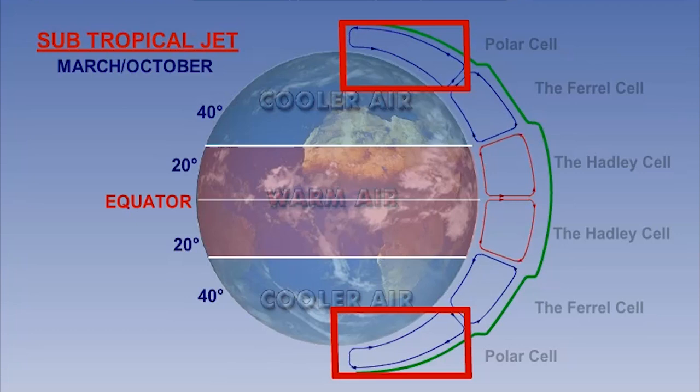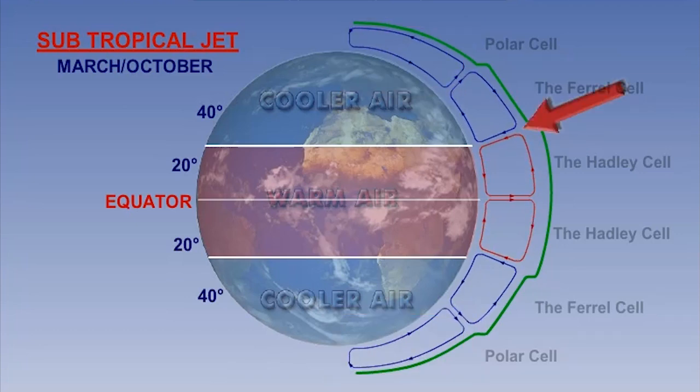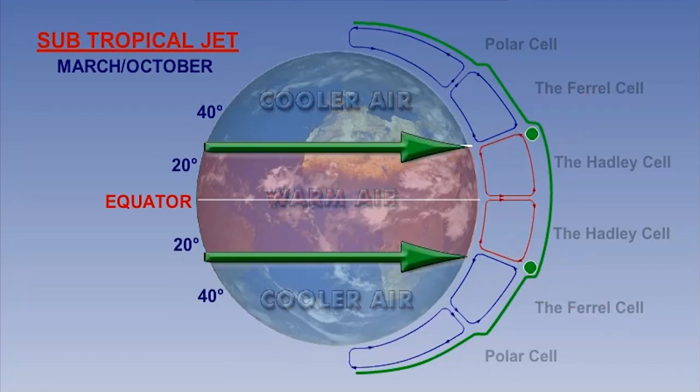Remember, we need a large temperature difference for a jet to form. If you look here and here, between the Ferrel and Hadley cells, there is a junction of warm and cold air. This is where the subtropical jet streams are found.